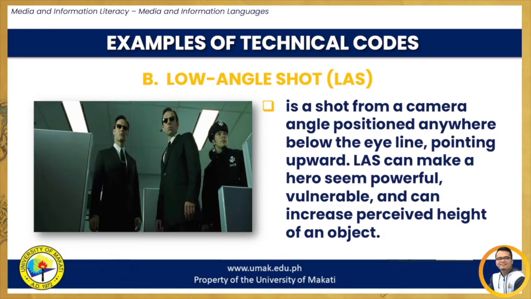Low-angle shot. A low-angle shot is a shot from a camera angle positioned anywhere below the eye line, pointing upward. It can even be below the character's feet, which is called an extreme low-angle shot. A low-angle shot can make a hero seem powerful, vulnerable, and can increase perceived height of an object. In this low-angle shot from the Matrix movie, these agents are in control here. Also, they expect to find Neo, the major protagonist in the movie, sitting at his desk during his workday.